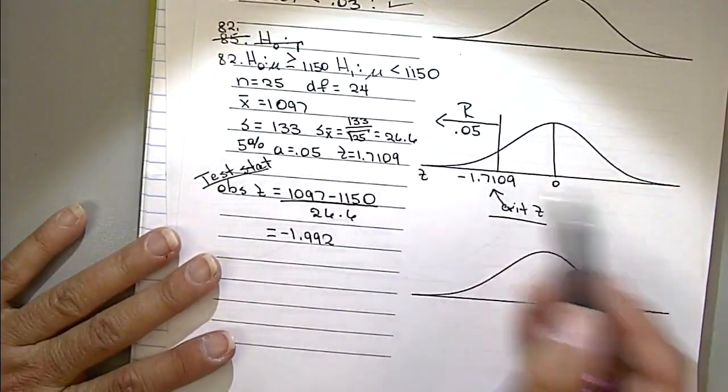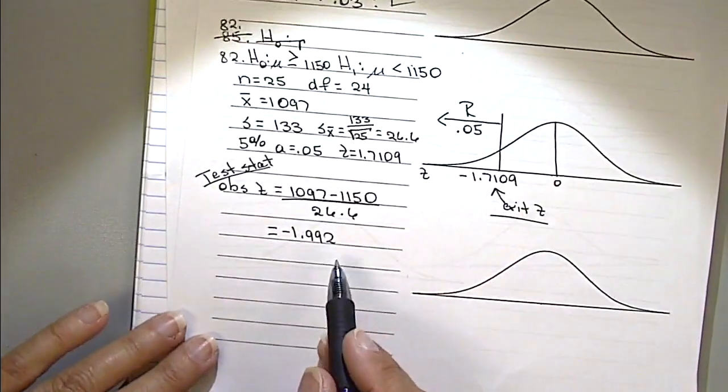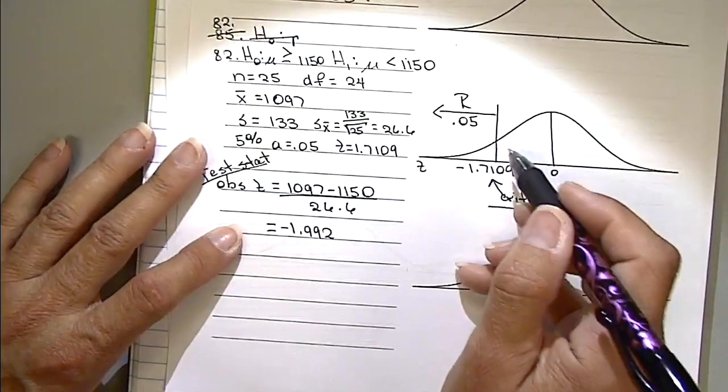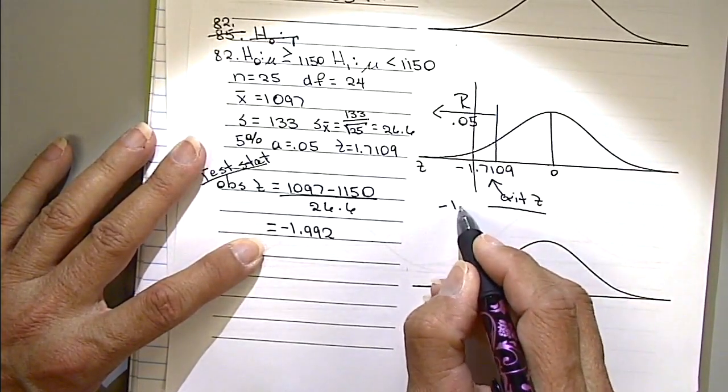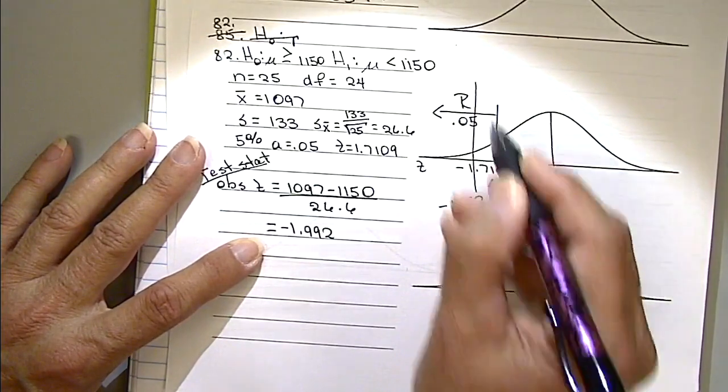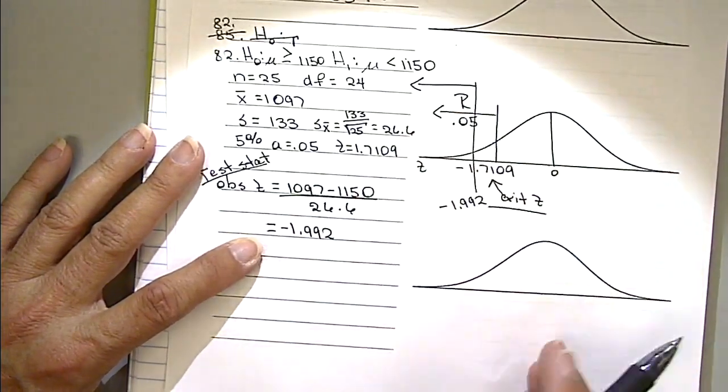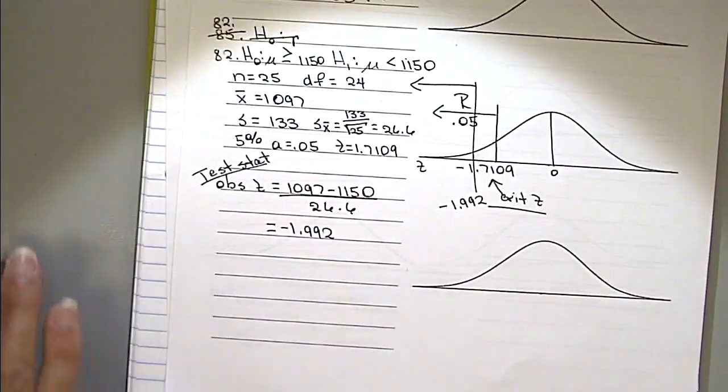All right, so here I've got my t-score. I've got my observed value of T, which is going to come right over here into the rejection region. And now, what if they ask me about the p-value for this one? Because this one can be the hard one, right?